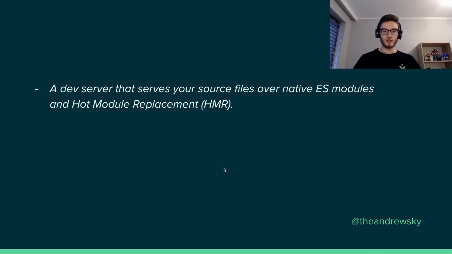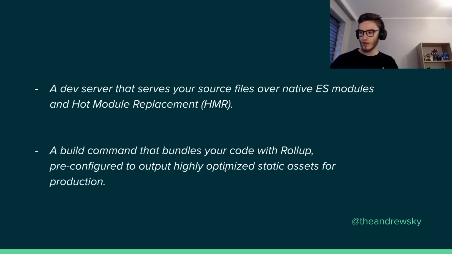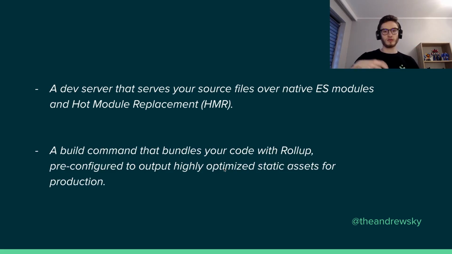One, which is boosting your developer experience while developing software in a development environment, is a dev server that serves your source files over native ES modules and also provides hot module replacement, which is really fast. And the second one is a build command that bundles your code using Rollup, pre-configured to output very highly optimized static assets for production.